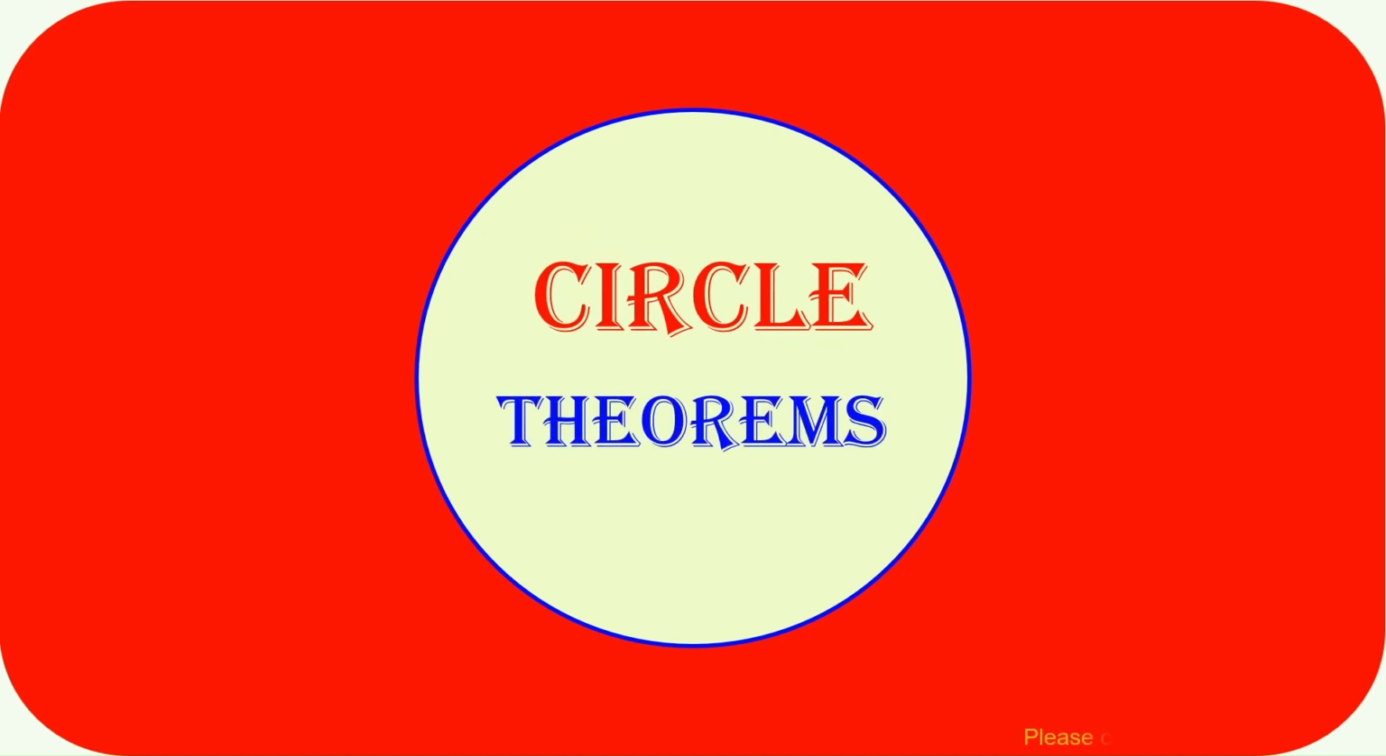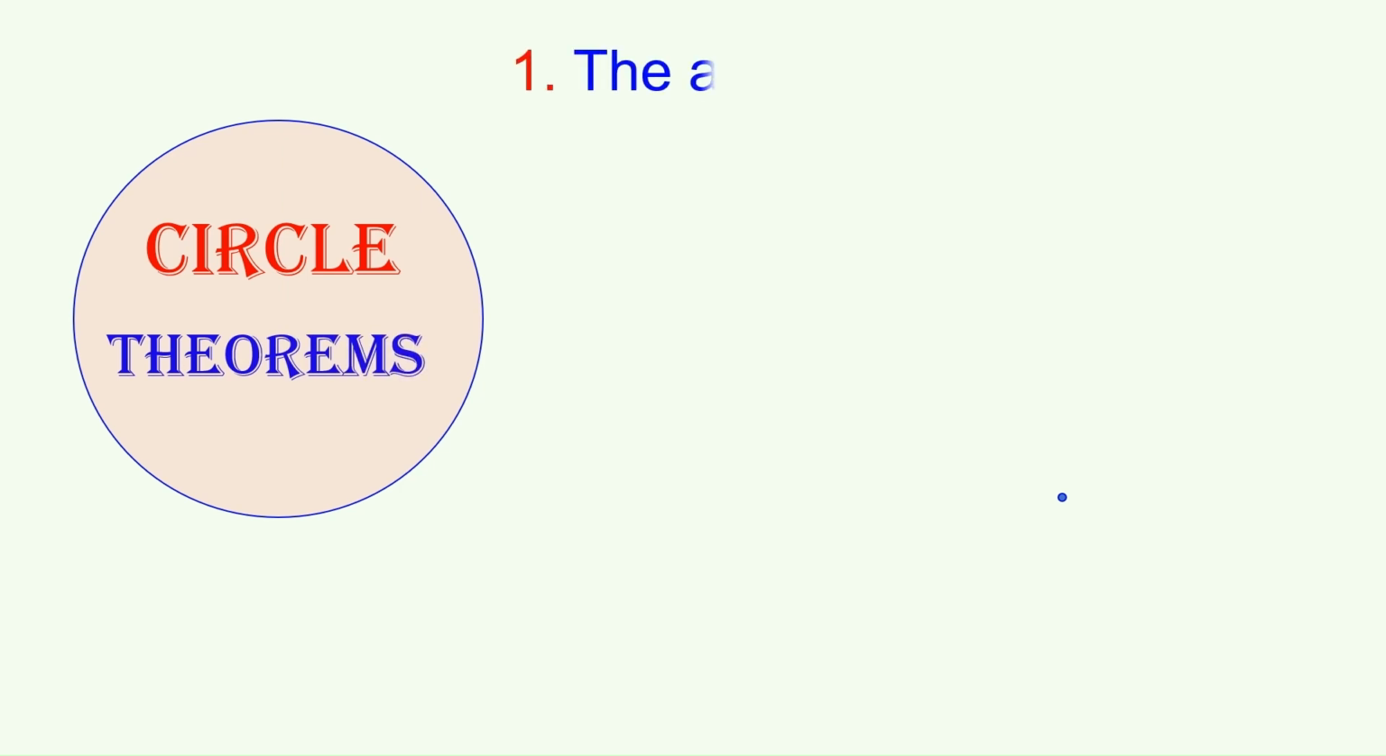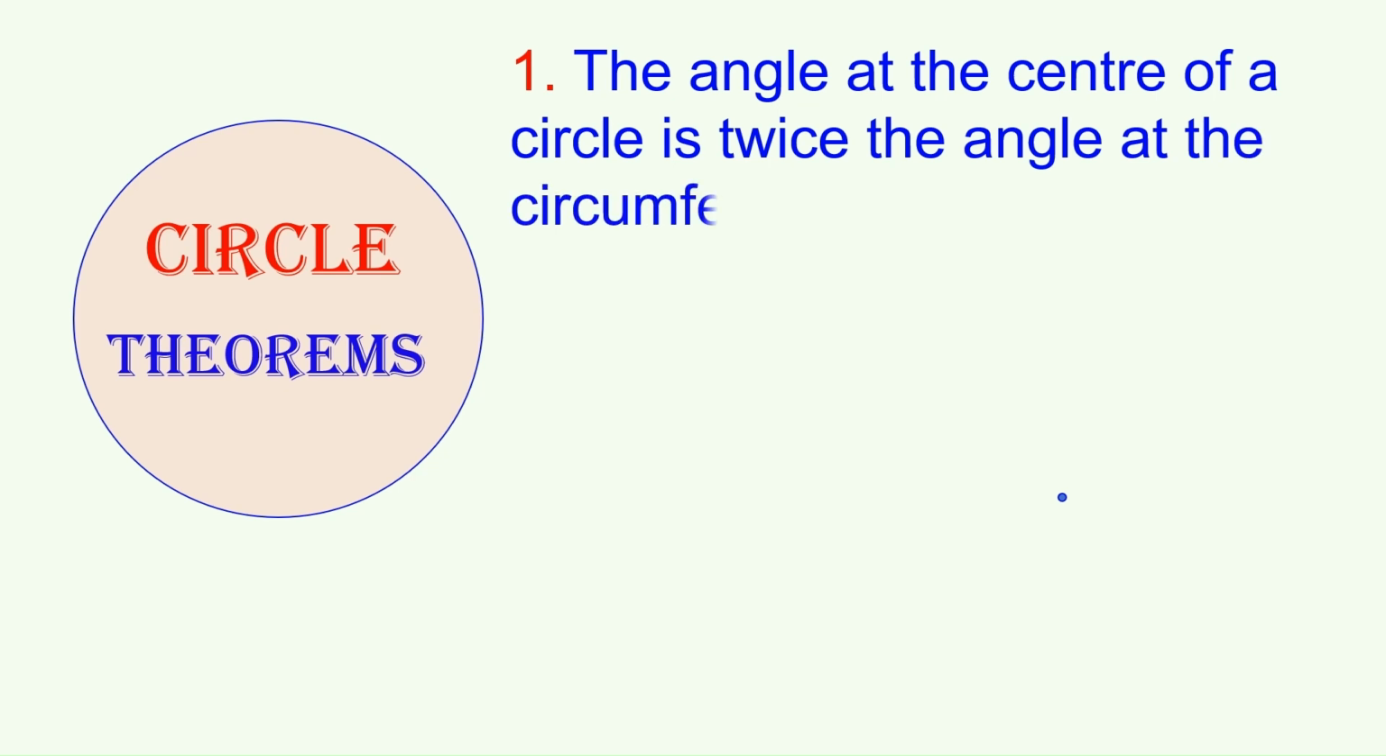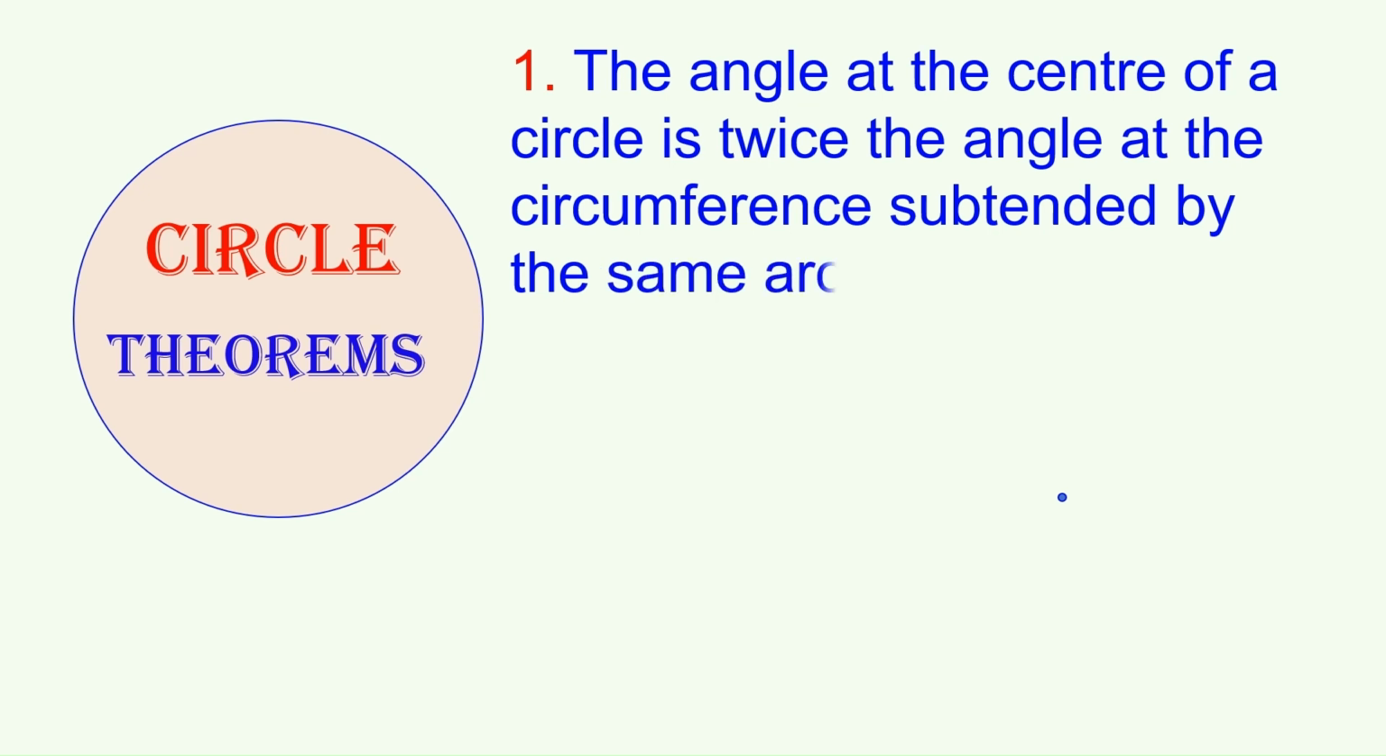The circle theorems. Number 1. The angle at the center of a circle is twice the angle at the circumference subtended by the same arc.